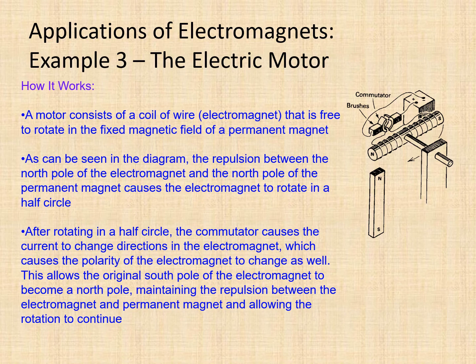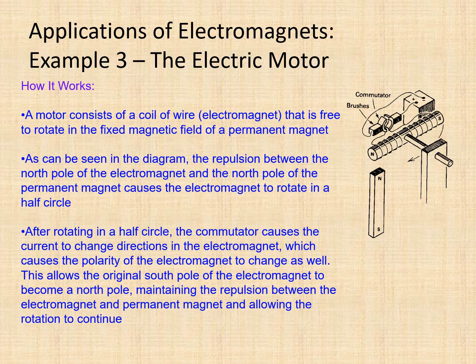So now comes the reason that motors have a commutator. After rotating in a half circle, the commutator causes the current to change directions in the electromagnet, which then causes the polarity of the electromagnet to change as well. This allows the original south pole of the electromagnet to become a north pole, allowing the repulsion between the electromagnet and the permanent magnet to continue.